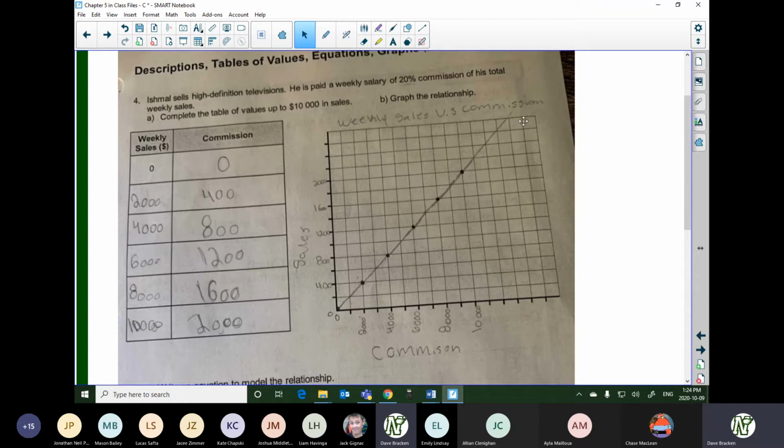So what you do with percent, this percent means out of 100. 20% is 20 out of 100. And when we divide, we get 0.20.